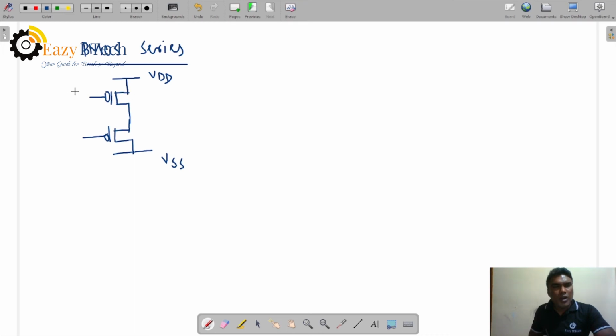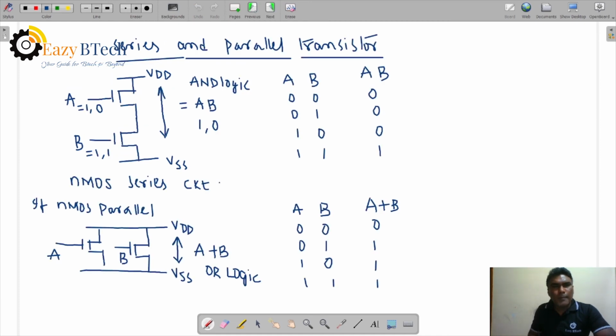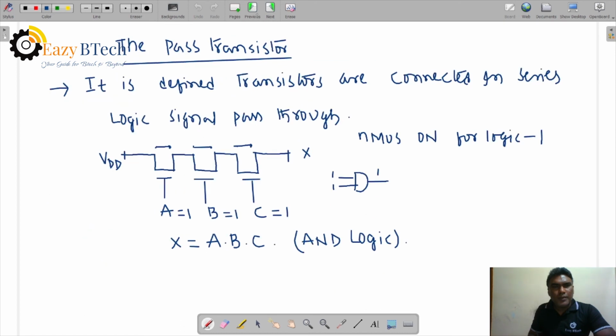So PMOS is on when the input is A complement, and for the other input, PMOS is on when the input is B complement. It is on for logic 0. So the NMOS transistor, we are seeing this.